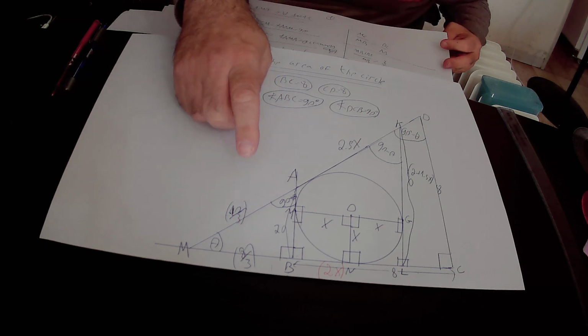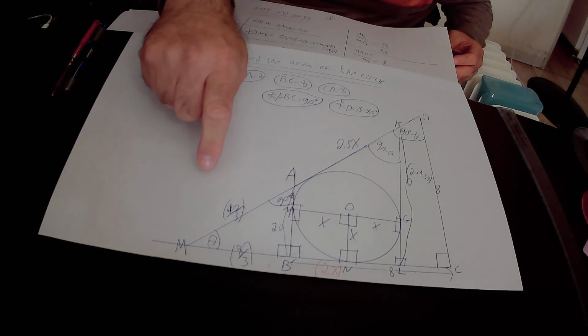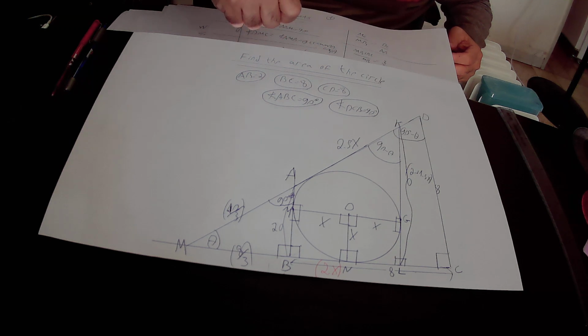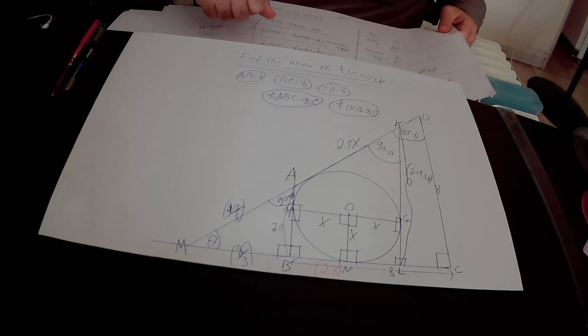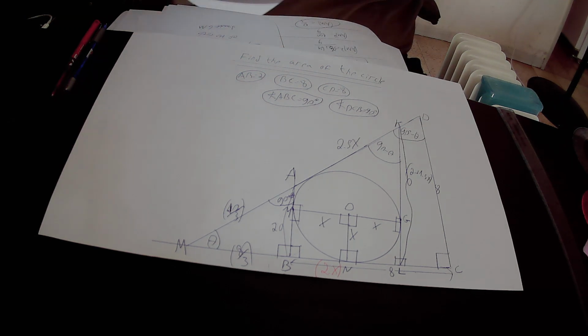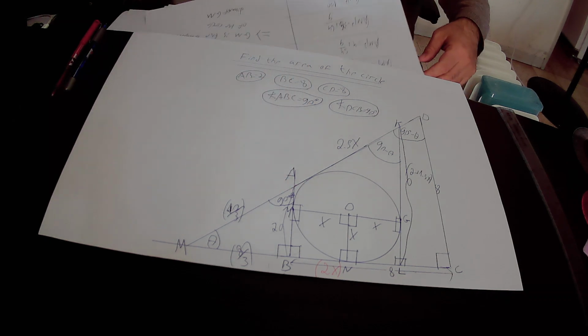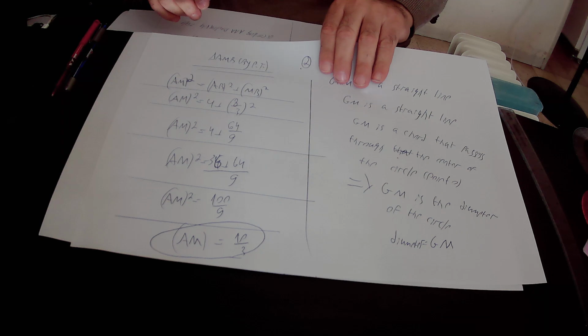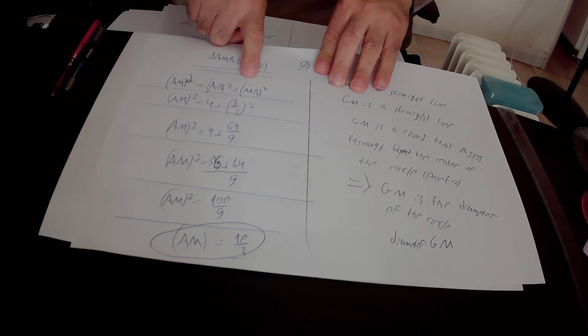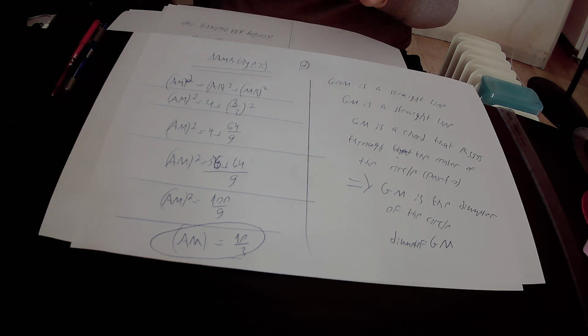Then we implemented the Pythagoras theorem on the right triangle A and B. According to the Pythagoras theorem, the square of the hypotenuse equals the sum of the squares of the perpendicular sides, that is to say AM square equals AB square plus BM square. Repeat again, in the right triangle ABM, AM square equals AB square plus MB square. AB is 2, so AB square is 2 squared, that is 4, plus MB square.